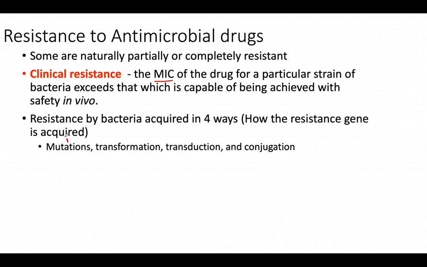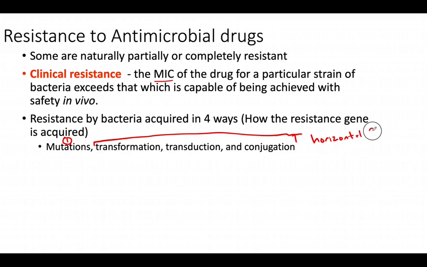You can argue it's two, but the first is mutations occur, and I'm going to show you a video of this in just a second. These are all something that we're going to talk about in another lecture. They're classified as one group. This is called horizontal gene transfer.